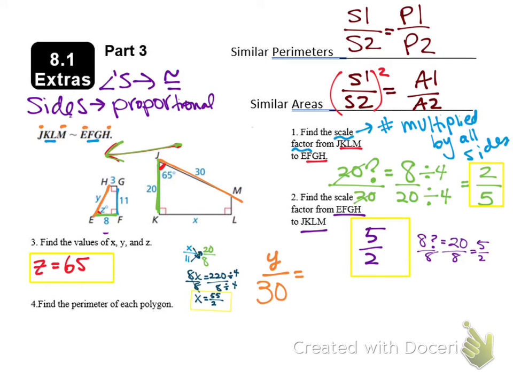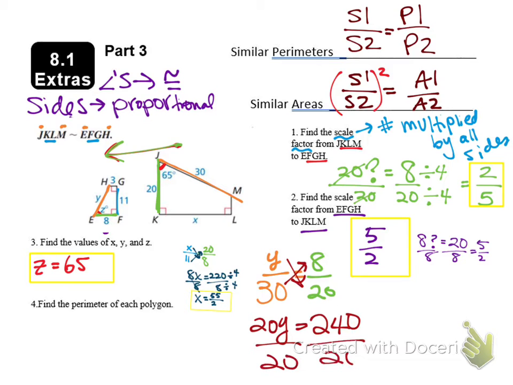All right, which one's going to go in the numerator? 8, because it's in the same quadrilateral as y, and then 20 will go in the denominator. Cross multiply. 20y equals 240. Divide by 20. y equals 12. Good.